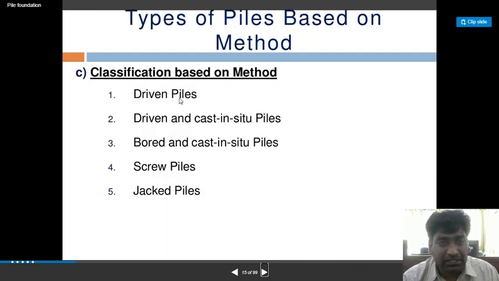Classification based on the method. Number 1, driven piles, driven and cast in situ piles, bored and cast in situ piles, screw piles, jagged piles.